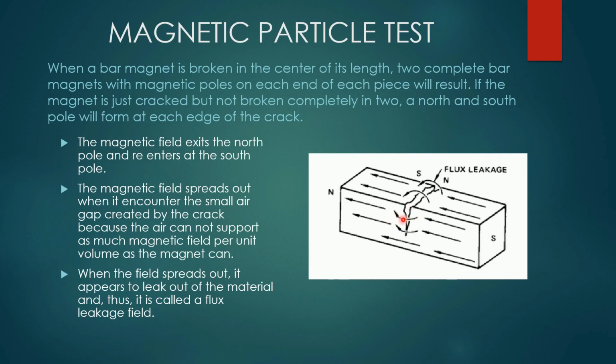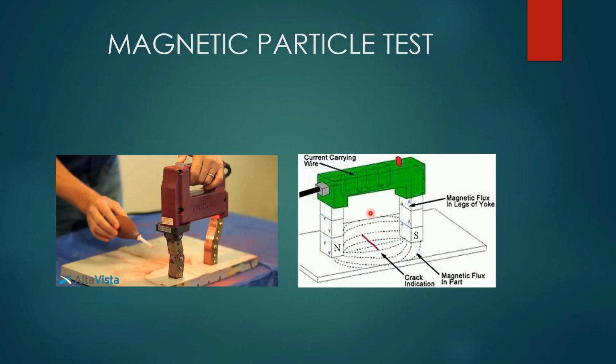So what is happening over here? You can see the magnetic field exits the north pole and re-enters at the south pole. How it occurs, I will show you in the next slide. Right, so just see how the magnetic particle test is conducted.